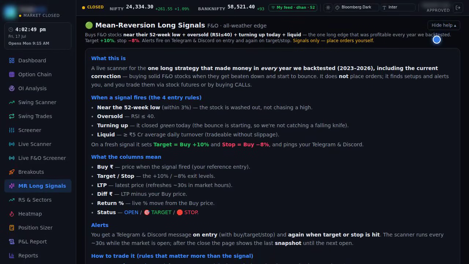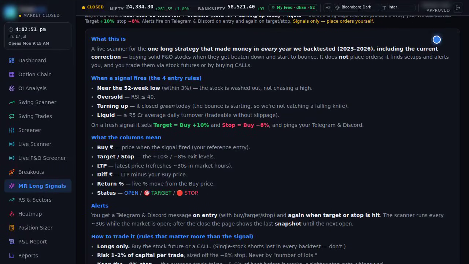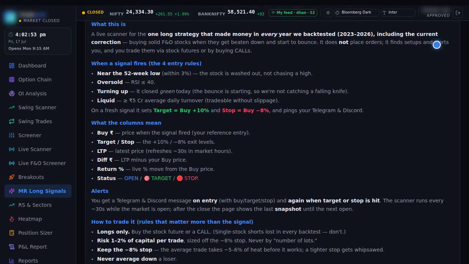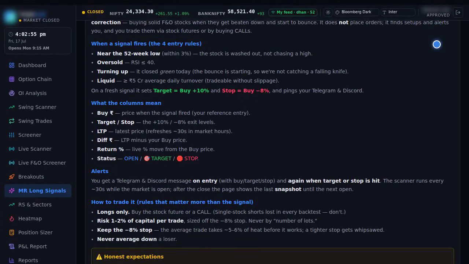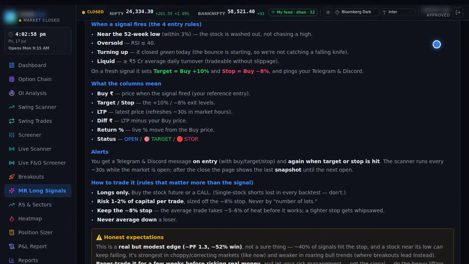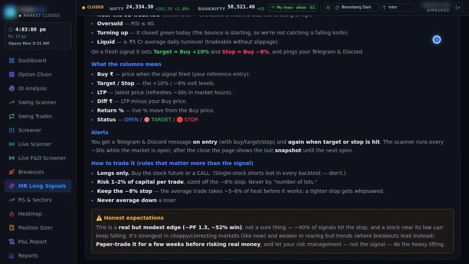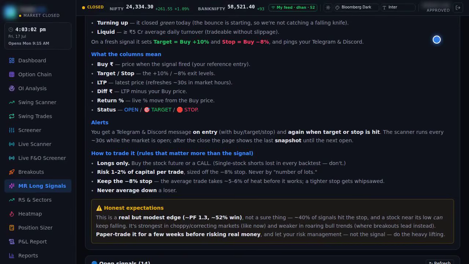Now, how are the returns measured? When a signal fires, the scanner records the buy price, that is your reference entry. It then sets a target a few percent above and a stop a few percent below. The return percent column shows the live percentage move from that buy price, updating every 30 seconds during market hours. Green means the trade is in profit, red means it is in loss. So you always see, honestly, how each signal is doing from where it was suggested.